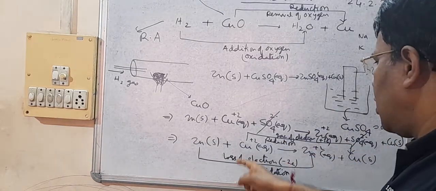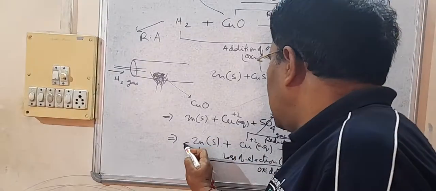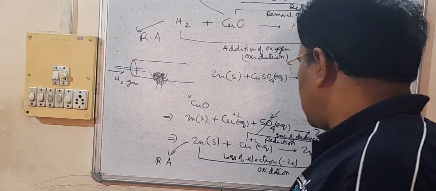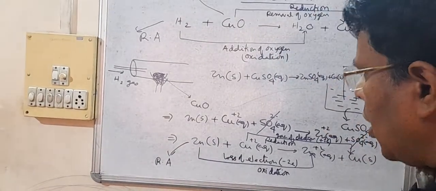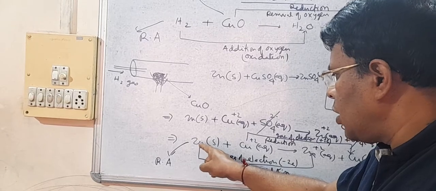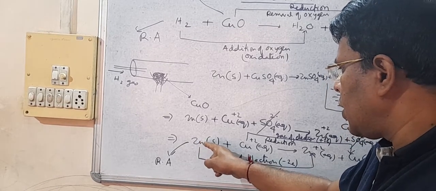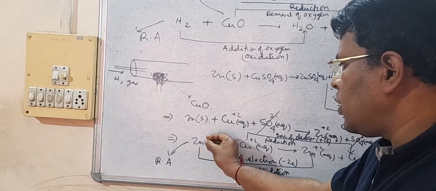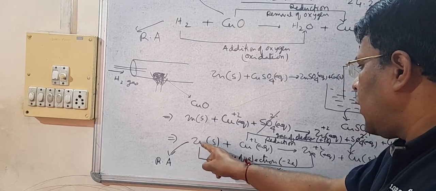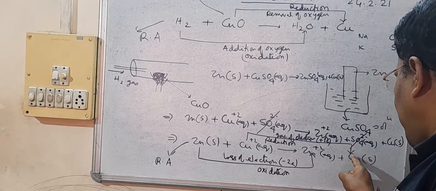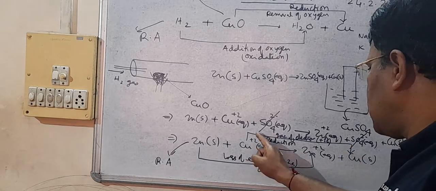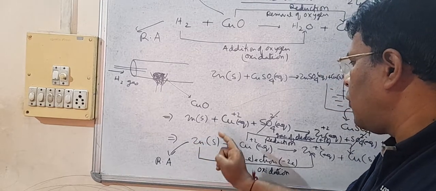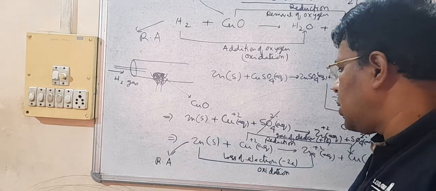In the same way, zinc here is the reducing agent. You should remember, a reducing agent supplies electrons. The reducing agent is a supplier of electrons. It supplies the electron for this step. In this step electron is required, and this electron actually comes from zinc. Zinc is a supplier of electrons. So zinc is a reducing agent.